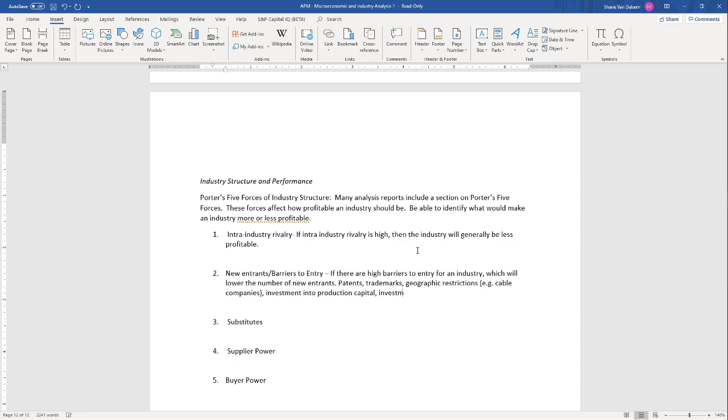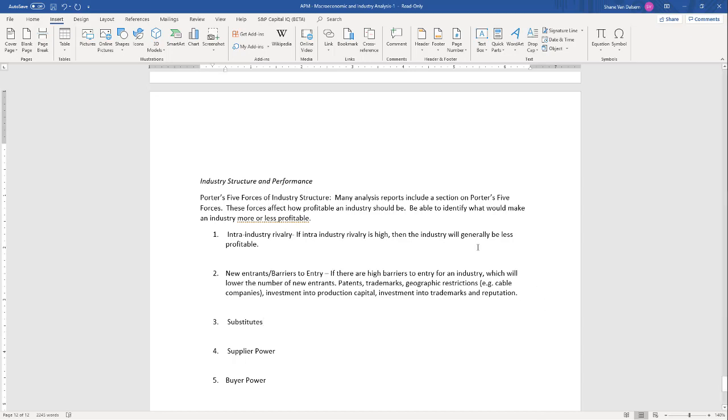Investment into trademarks and reputation. This is one of the reasons why Apple has done so well. They've invested a lot in their reputation and just the idea of Apple and their trademarks and making sure that they're well known. Same thing for Coca-Cola. And this kind of restricts, along with those patents, new entrants from coming in and making the industry more profitable.